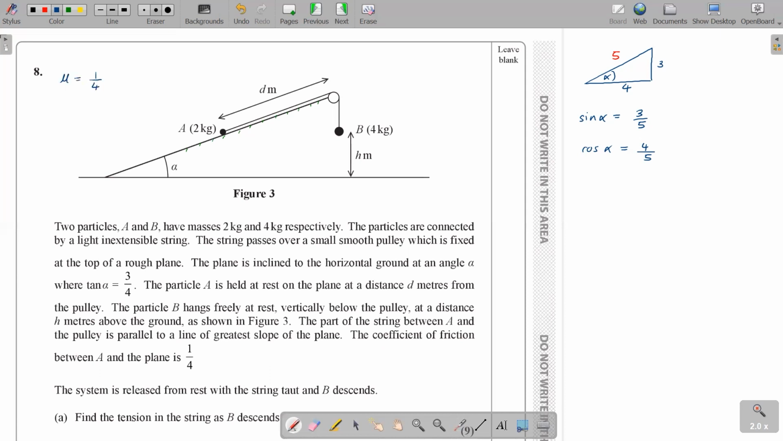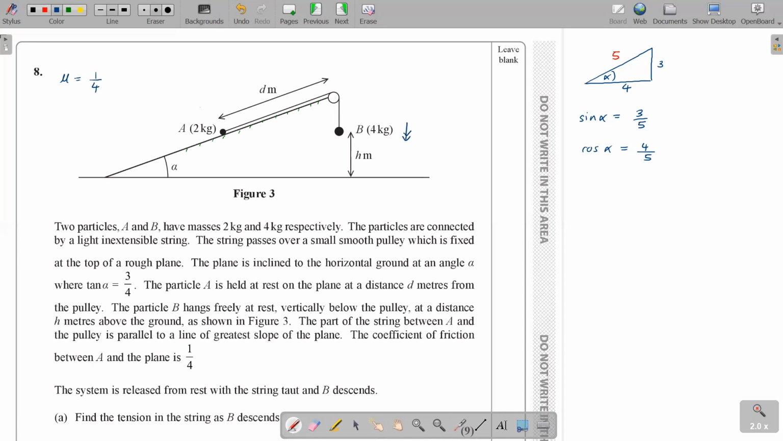Mu is 1 over 4. The system is released from rest with the string taut and B descends. Okay, so what are they saying? When they release this, B is descending. So if B is descending down, what does it mean?